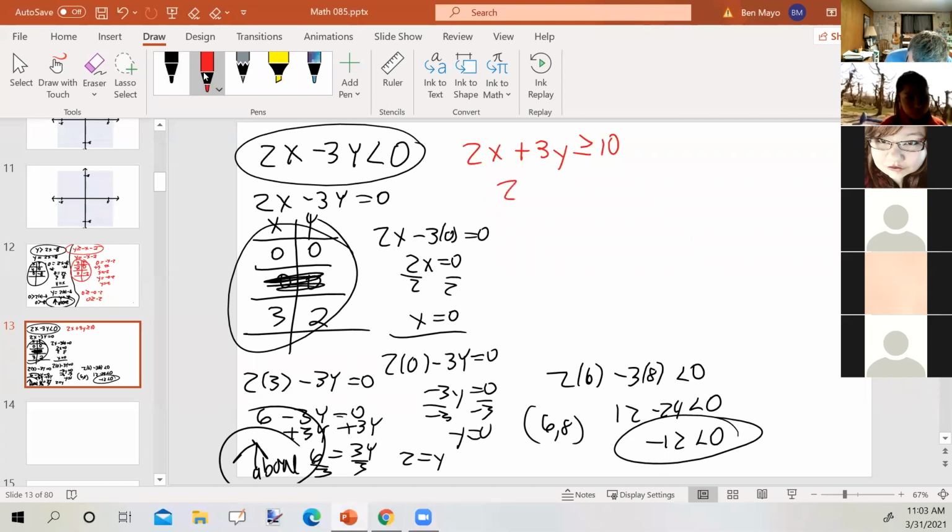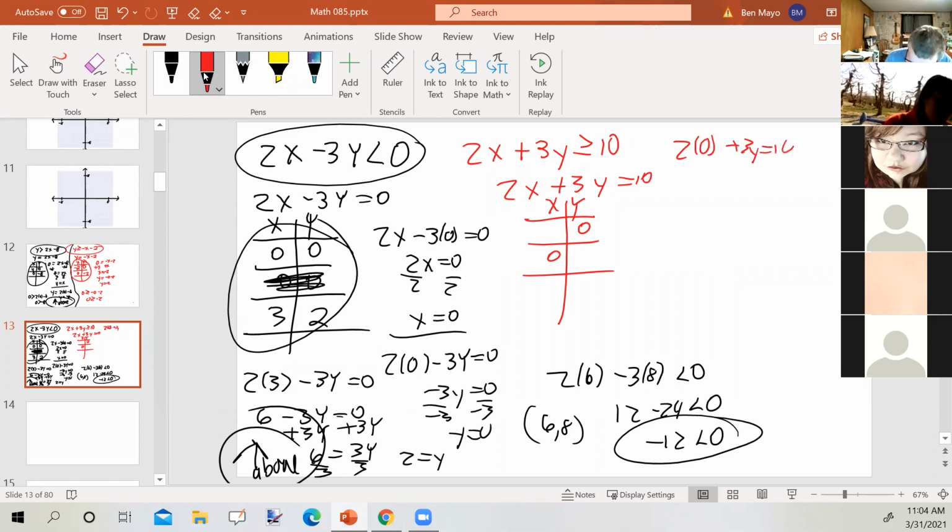So we're going to consider 2x plus 3y equals 10. If x is 0, I get 2 times 0 plus 3y equals 10. 3y equals 10. y equals 10 thirds. Okay.